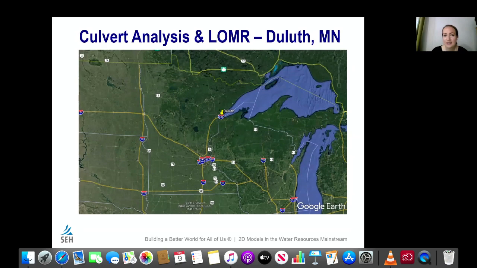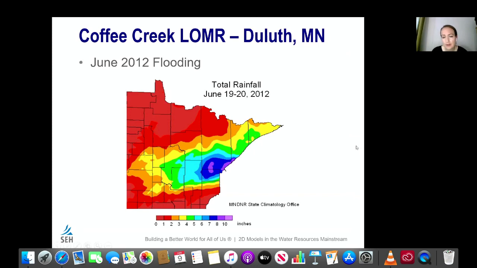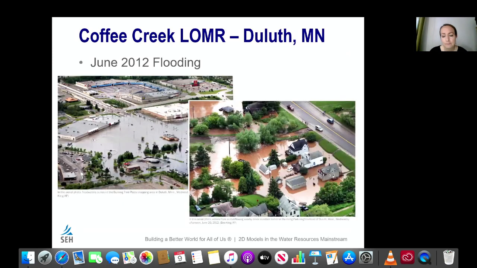So the second case study I'll share is in Duluth, Minnesota. Duluth is in northeastern Minnesota along Lake Superior. And in June of 2012, they experienced an unprecedented flooding event with more than 8 inches falling pretty much right on the city over less than a 2-day period. These are some of the photos that were taken, but the peak of the flooding actually occurred in the middle of the night. So kind of that worst case condition wasn't actually captured with a lot of photography.